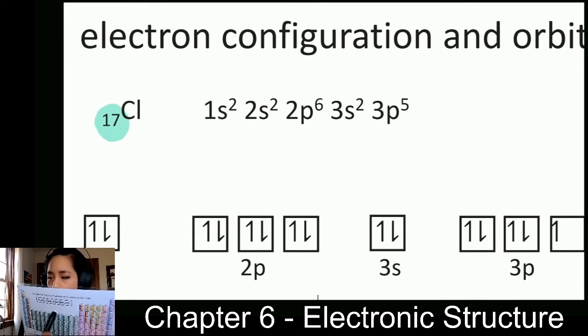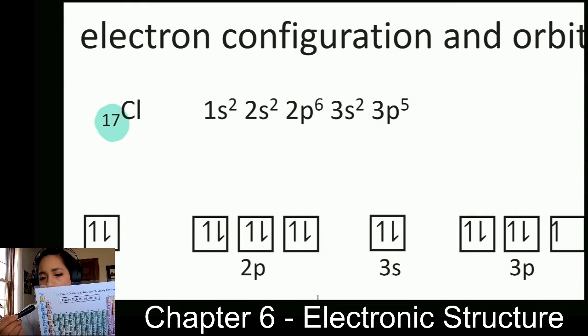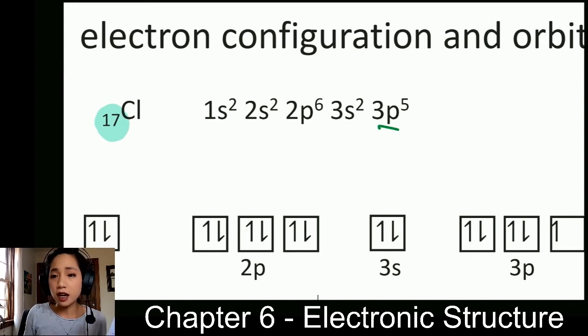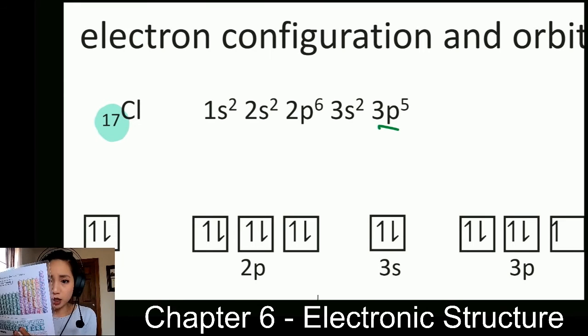Next after neon, sodium. Sodium, I always remember, is 1s, 2s, and then sodium would be 3s. I'm going to fill it up the whole way, so 3s2. And then aluminum, since boron is 2p, aluminum is 3p. So aluminum to chlorine, that's 5 elements, so 5 electrons. So this would be 3p5. That's how we got that there. I don't memorize the ordering. I just look at the periodic table.